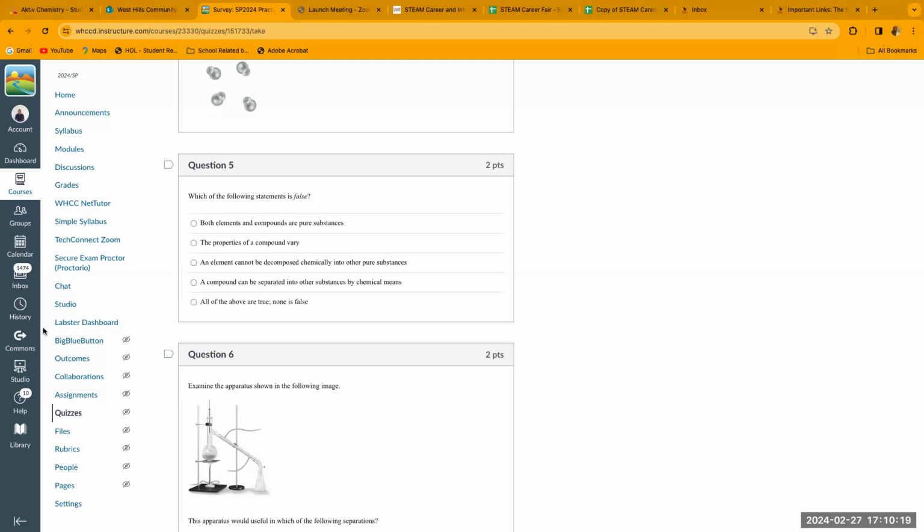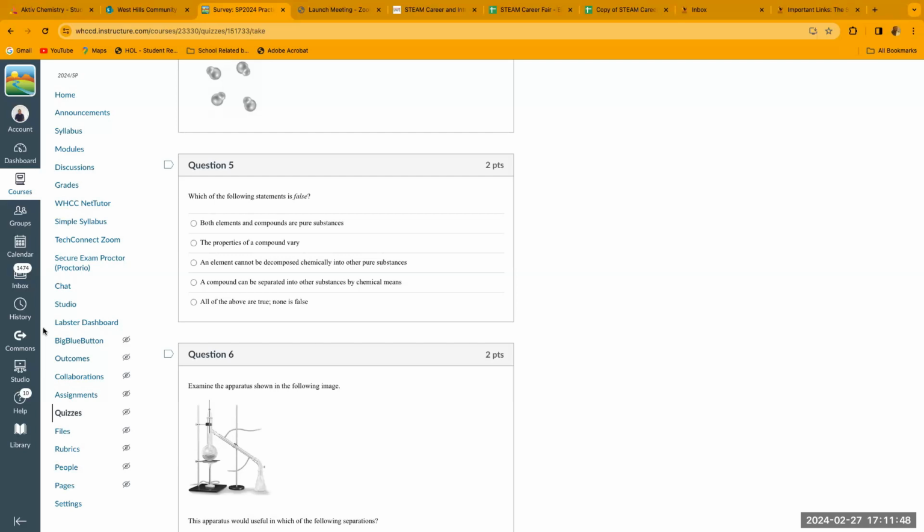Both elements and compounds are pure substances. The properties of a compound vary. An element cannot be decomposed chemically into other pure substances. A compound can be separated into other substances by chemical means. Or all the above are true, none is false. Okay, so Lisette says she wants to say the last one, but she's not too sure.